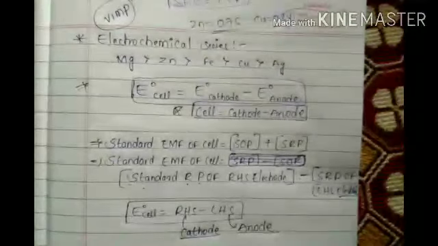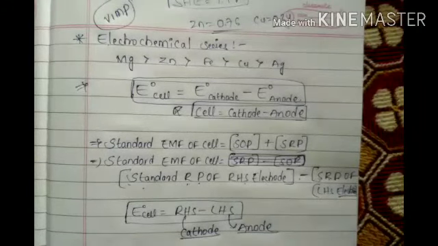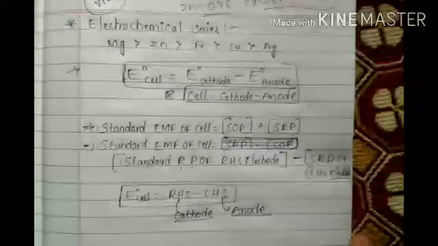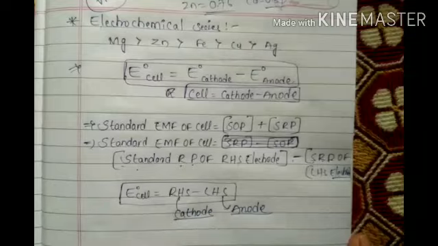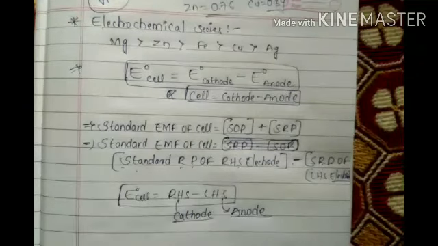This rule you have to follow. Remember it. Right hand side is cathode. That's it. No more changes. Right hand side is cathode. Okay, based on this, now a few problems we have to do.